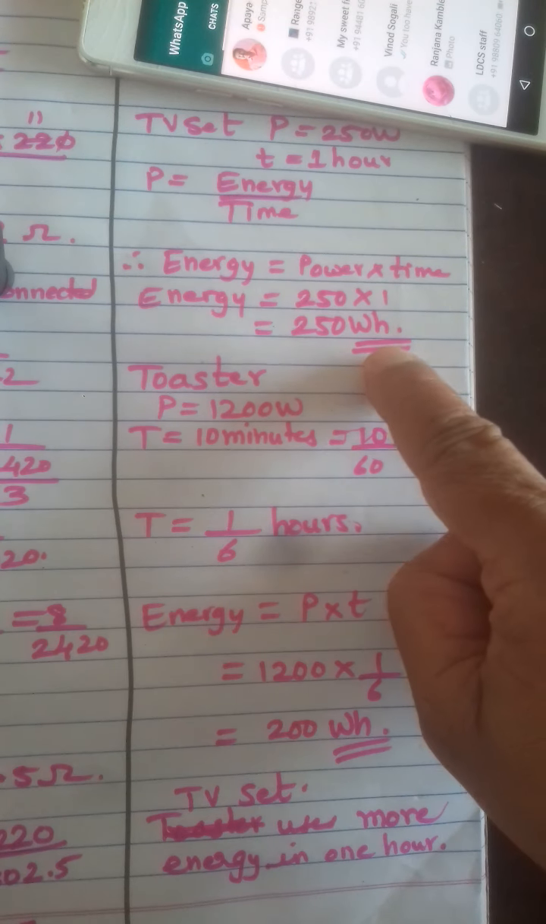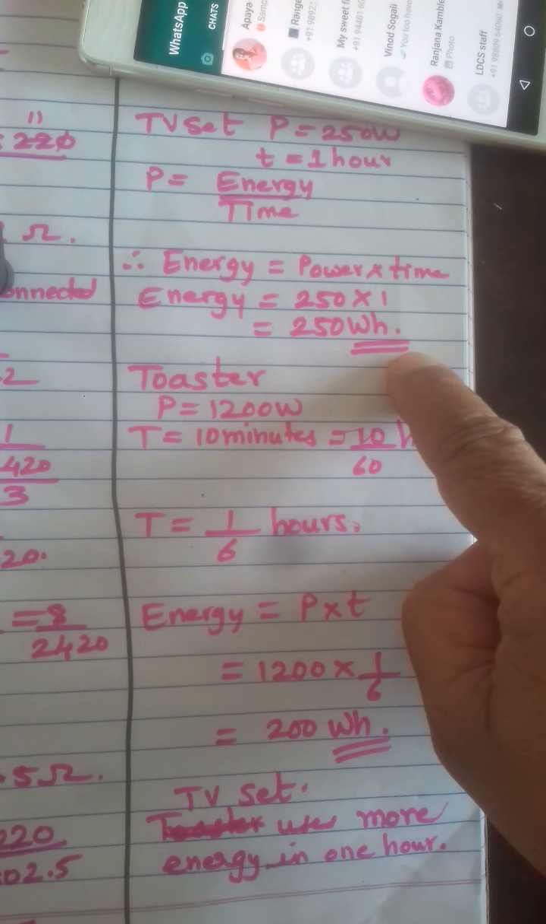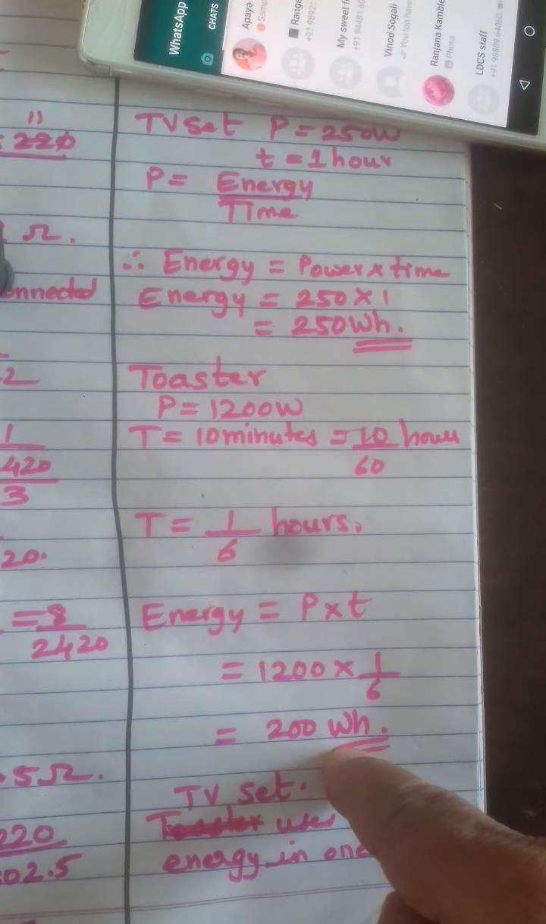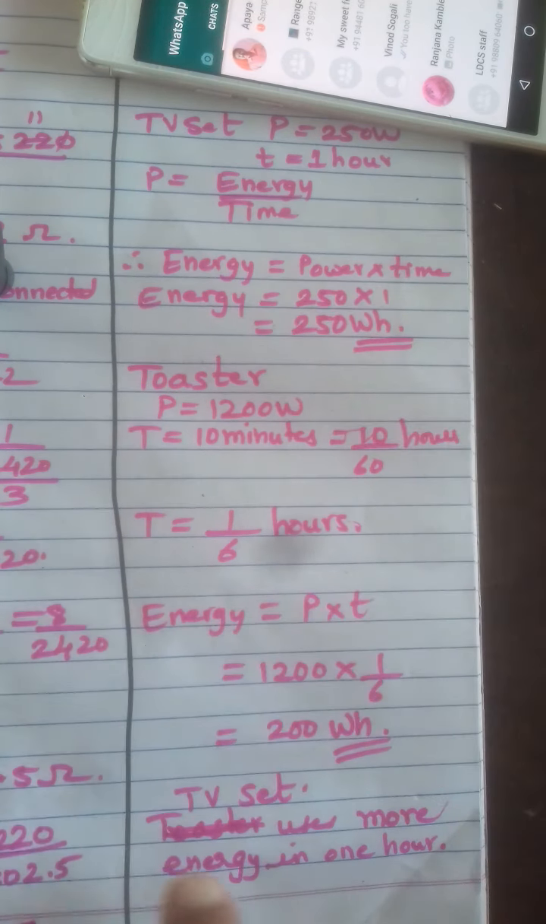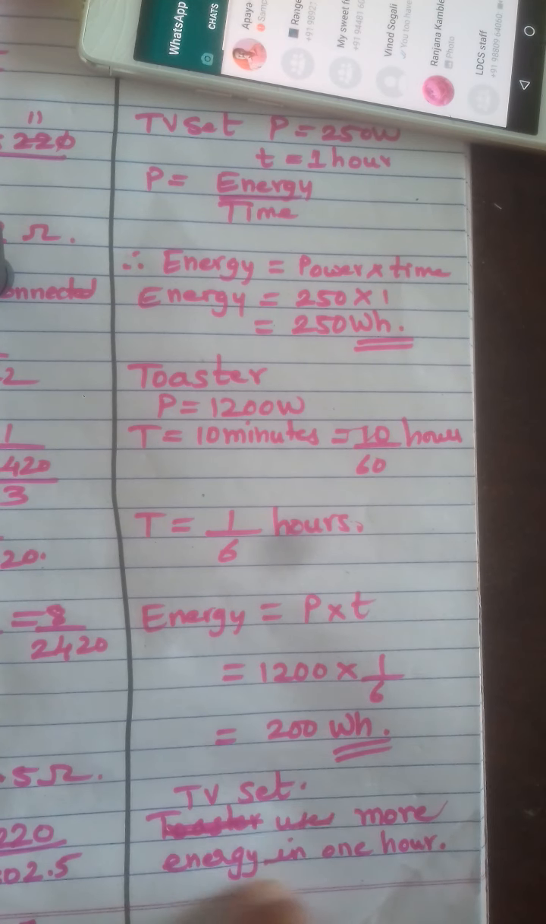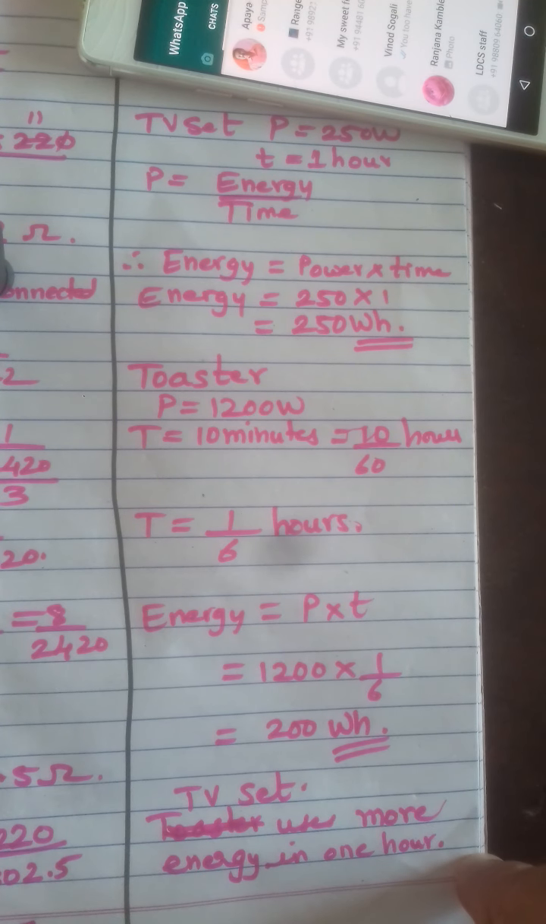So TV set had used 250 watt hours. Toaster has used 200 watt hours. So 250 watt hours is more. So TV set uses more energy in 1 hour than the toaster, which is used for only 10 minutes. Okay.